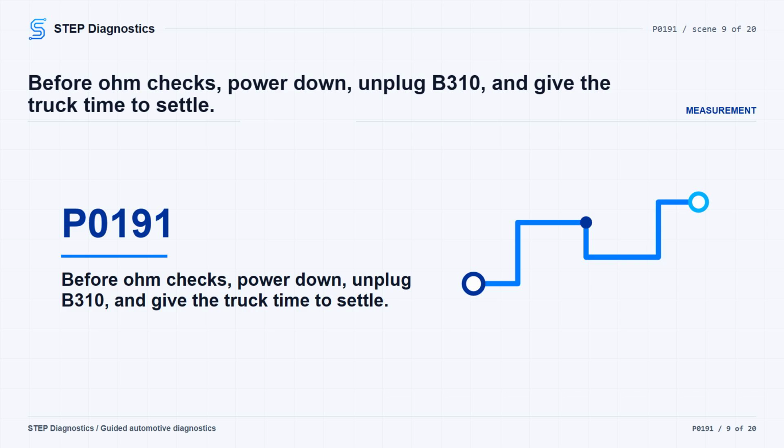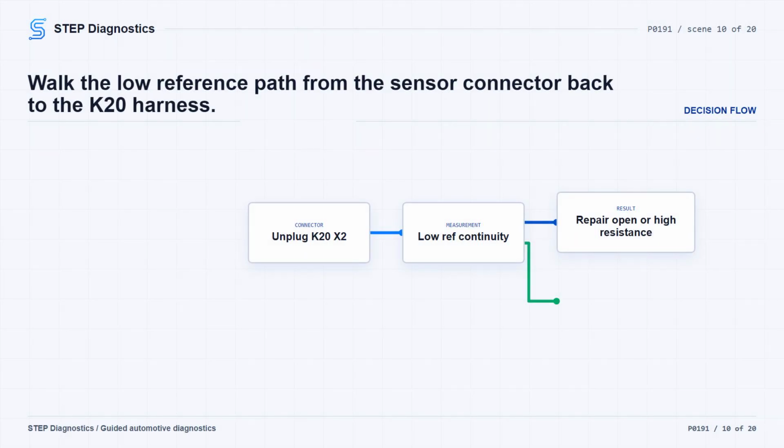If the reading is 10 ohms or greater, disconnect connector X2 at the K20 engine control module and test for less than 2 ohms between low reference circuit terminal 1 at the component harness and terminal 3 at the control module harness. If that continuity test is 2 ohms or greater, repair the open or high resistance in the circuit. If it is less than 2 ohms, replace the K20 engine control module. If the first low reference to ground test was less than 10 ohms, move on to the 5V reference check.